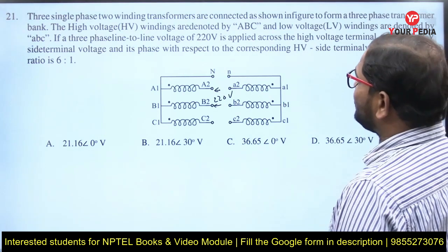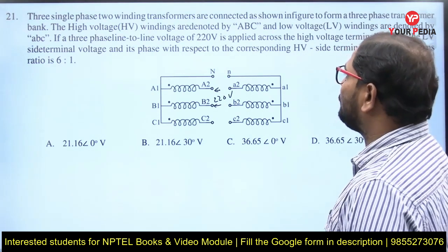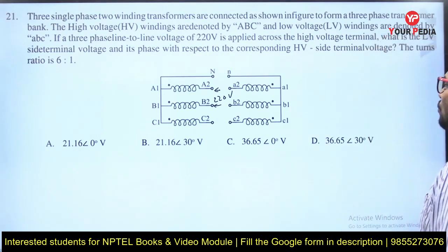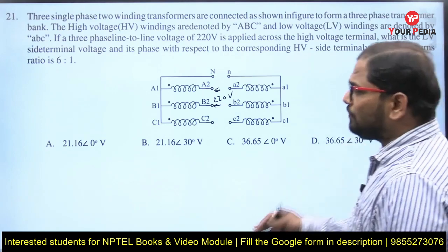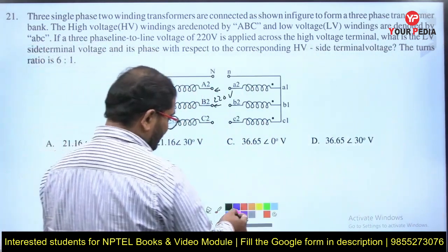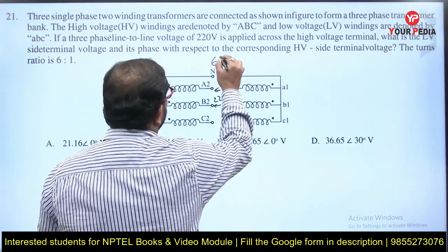What is the LV side terminal voltage and its phase with respect to the corresponding HV side terminal voltage? The turns ratio of this transformer is given as 6:1.